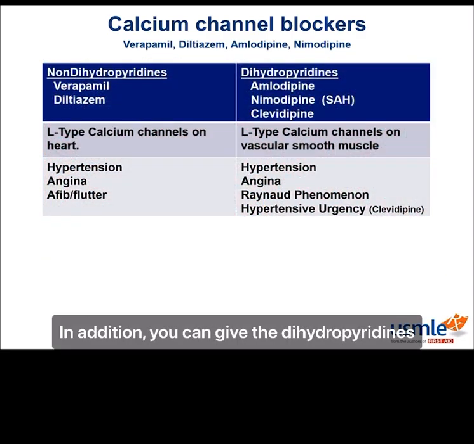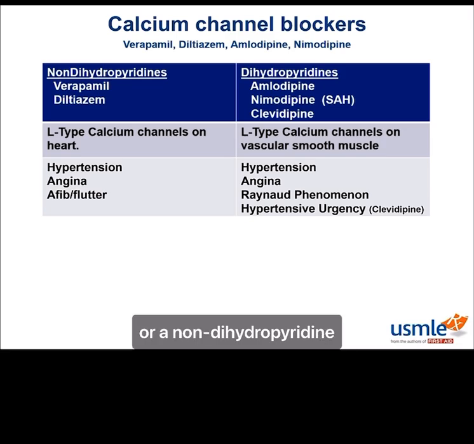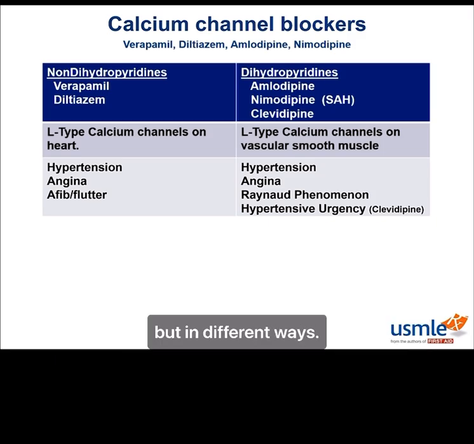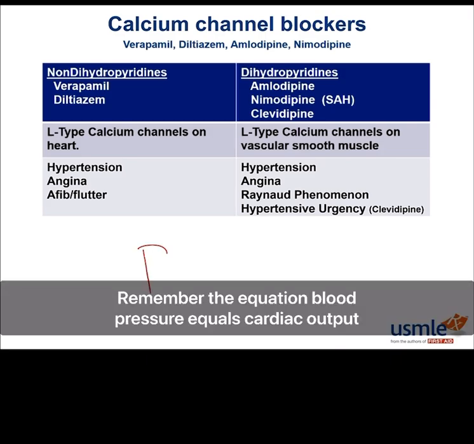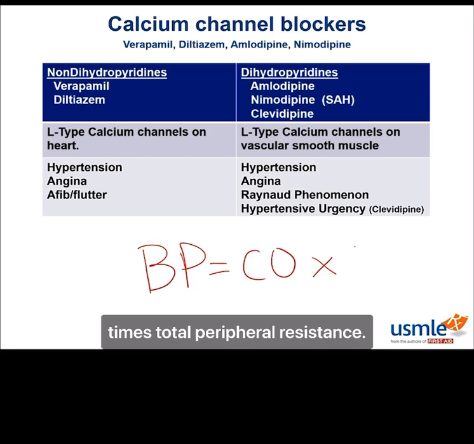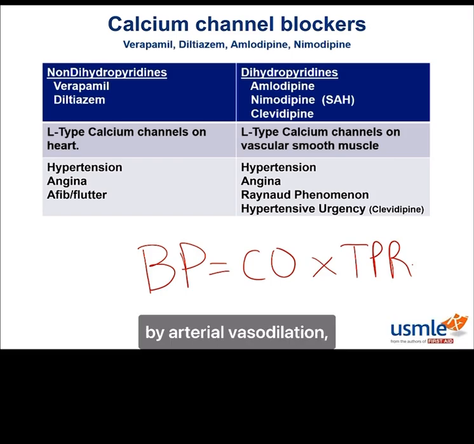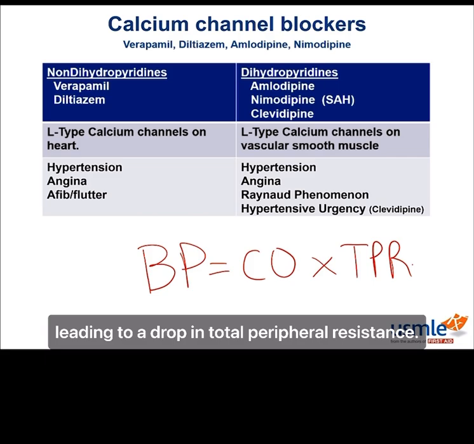In addition, you can give the dihydropyridines or a non-dihydropyridine for someone in the situation of hypertension because they will both drop the blood pressure, but in different ways. Remember the equation: blood pressure equals cardiac output times total peripheral resistance. Your dihydropyridines will tend to drop blood pressure by arterial vasodilation, leading to a drop in total peripheral resistance. The non-dihydropyridines will tend to cause a decrease in the cardiac output by decreasing the heart rate and contractility.